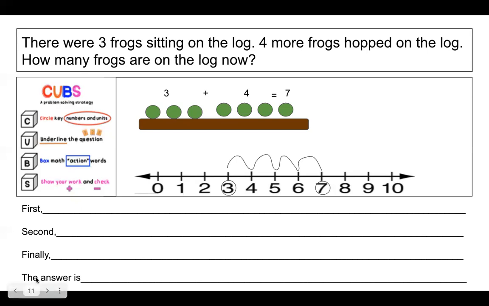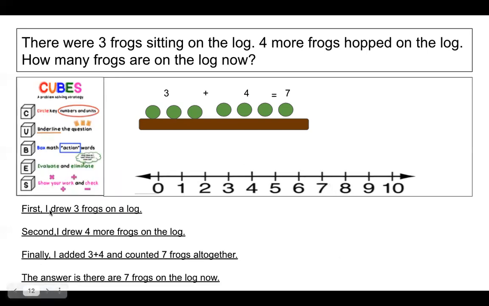Now let's write down what we did to solve the problem. First, I drew 3 frogs on a log. Second, I drew 4 more frogs on the log. Finally, I added 3 plus 4 and counted 7 frogs altogether. The answer is there are 7 frogs on the log now.